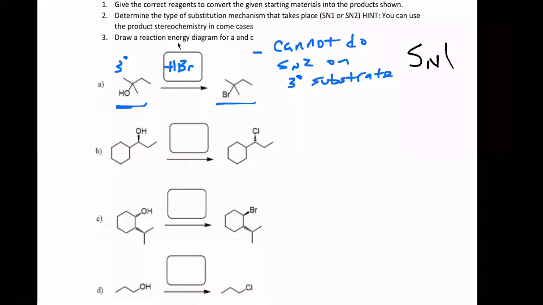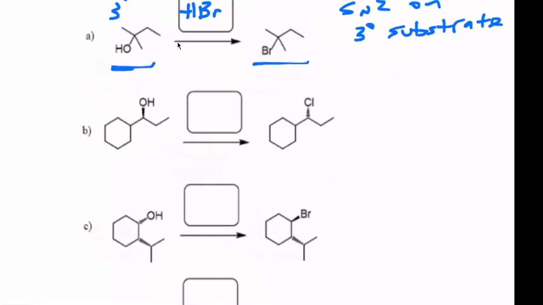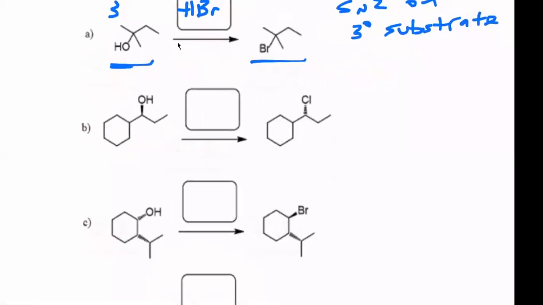All right, let's do B. But we'll come back to the energy diagrams. But let's do B. What do you think? How would you convert that? Wouldn't you use SOCl2 for this? Okay, good, yes. So you'll use thionyl chloride.